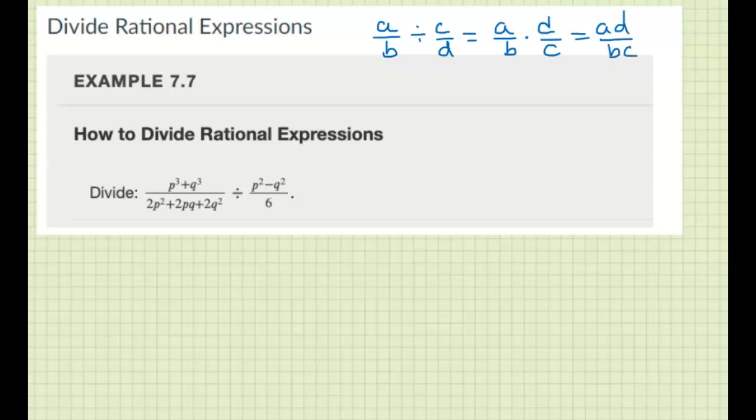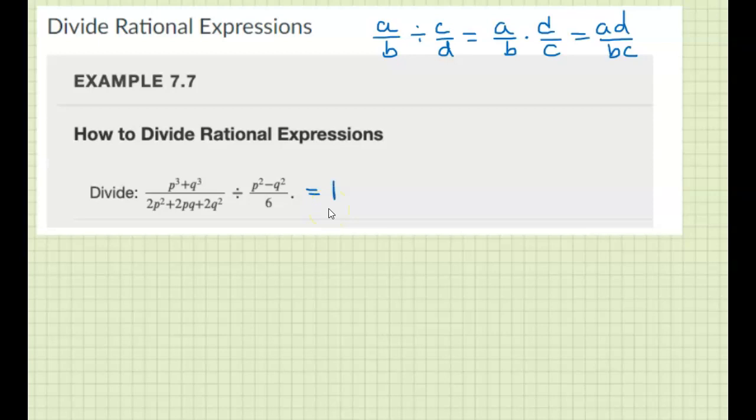Right? So here we're going to factor everything we can. Right? And then flip the second one and then multiply. So you might want to flip at the beginning. Turn it to multiplication right at the beginning.